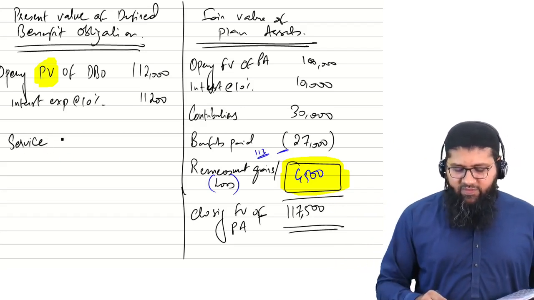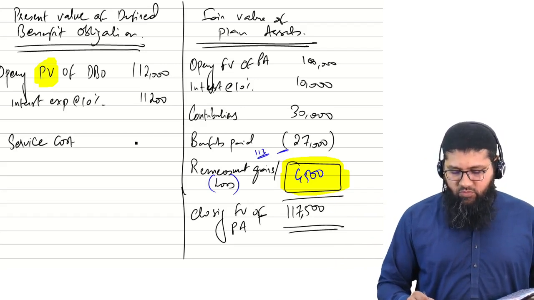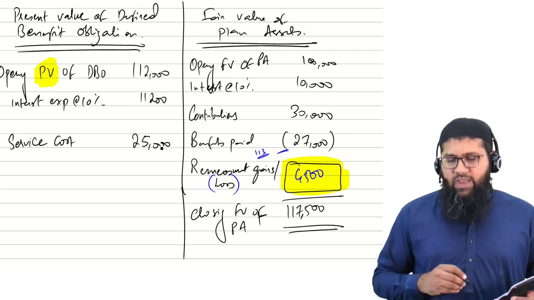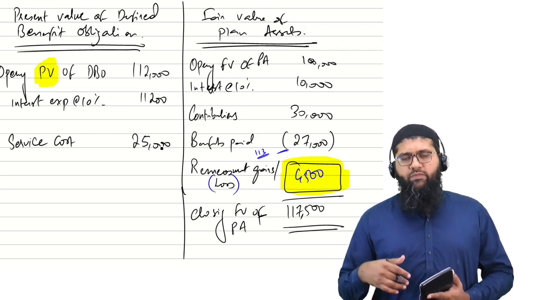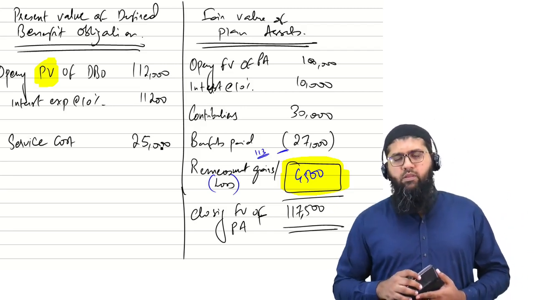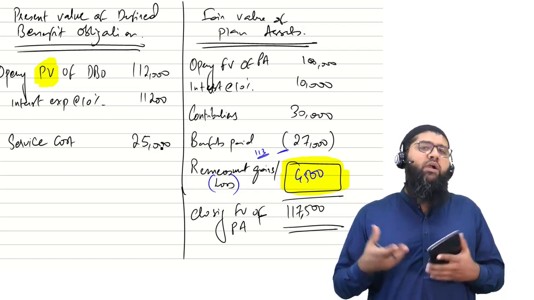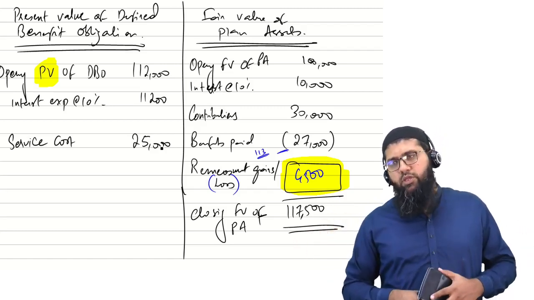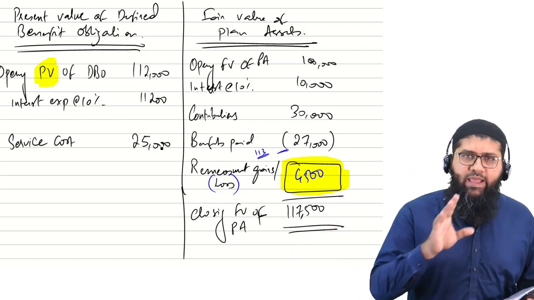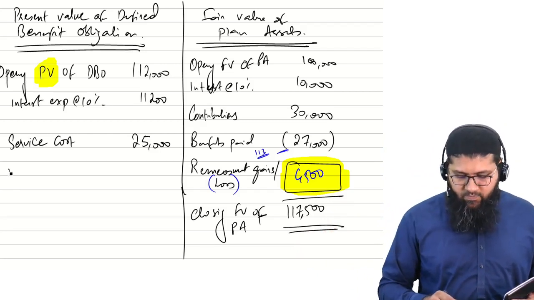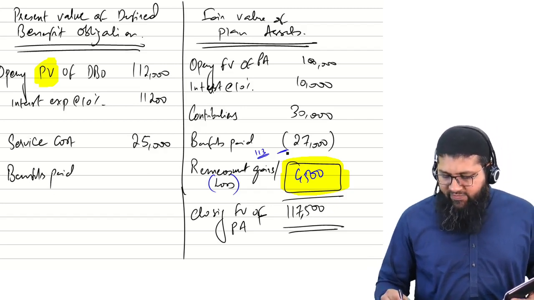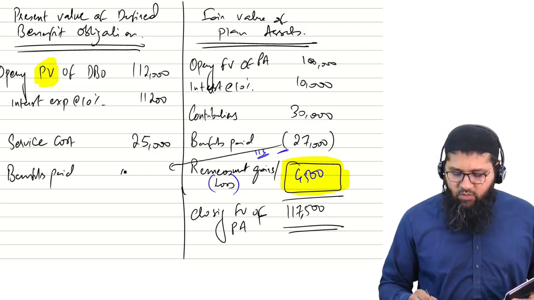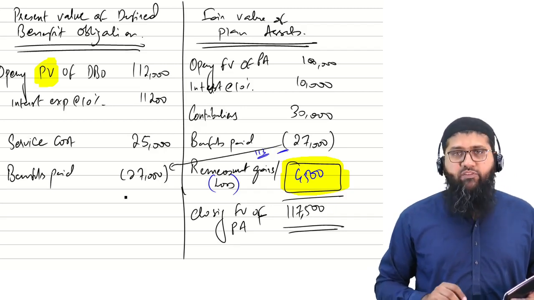Then what actually happens is there is a service cost. Let's say 25,000 is the service cost. What do we mean by service cost? The employees have served during the year. When the employees serve, they earn the money. So we are assuming that they have earned 25,000 during the year. And we know the benefits that are being paid, which is 27,000.